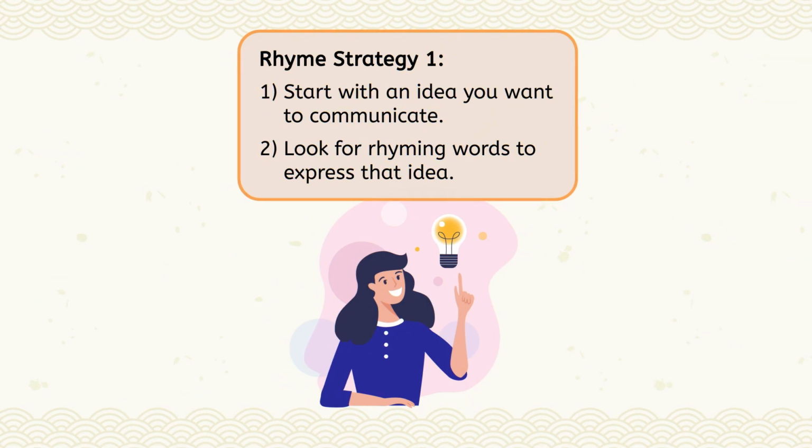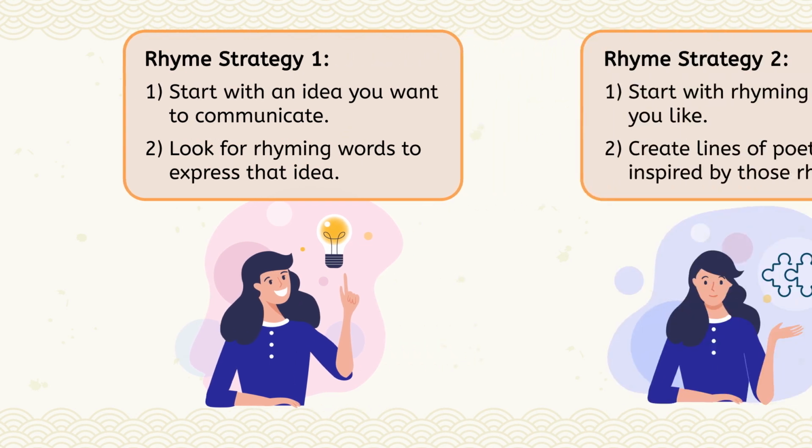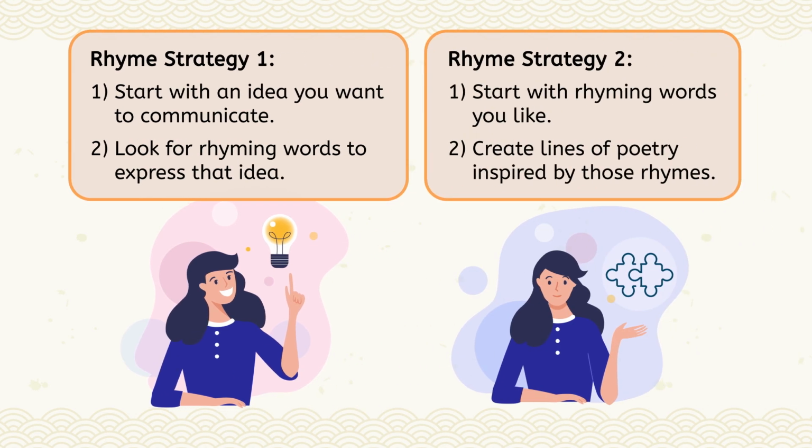But what about creating an entire poem? How do you even get started? Here are two common strategies poets use when writing rhyme. Some poets start out with an idea they want to communicate first, then look for rhyming words that express that idea. Other poets choose rhyming words they like first, then create lines of poetry inspired by those rhymes.